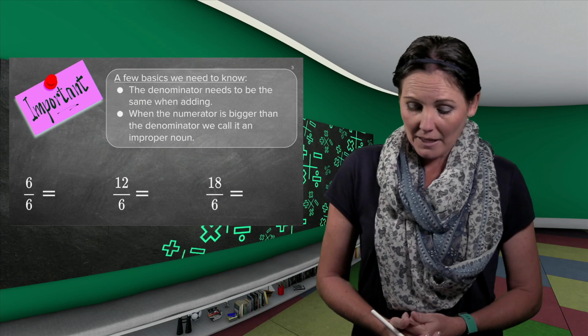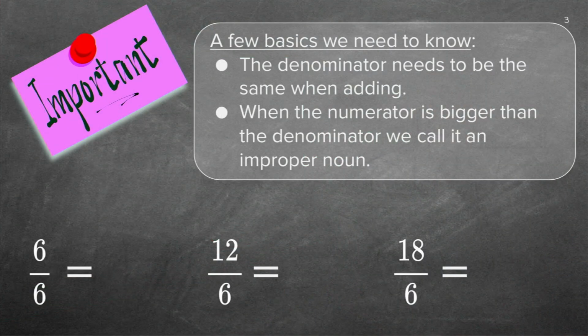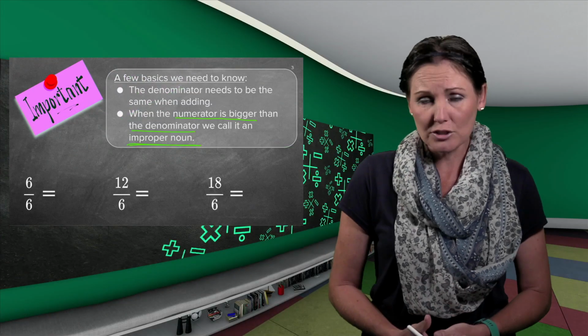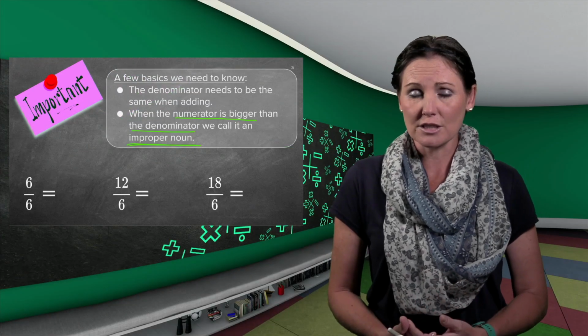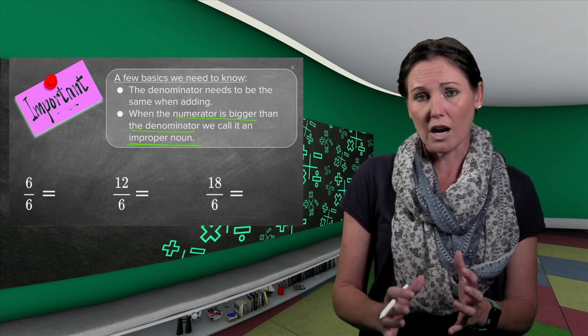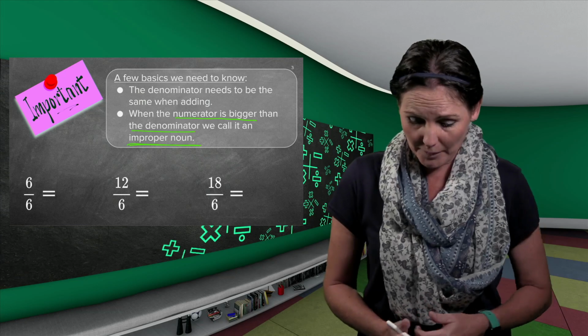Let's start. A few basics we need to know. The denominator needs to be the same when adding. When the numerator is bigger than the denominator, we call it an improper fraction. And here I gave you some improper fractions, so we can practice how to write it as a mixed number.